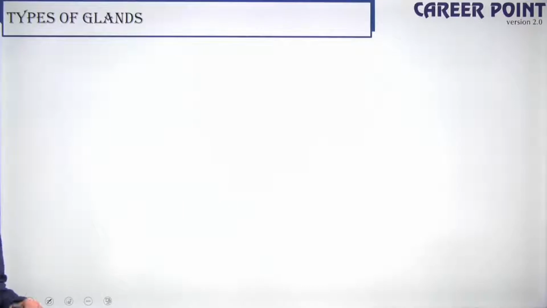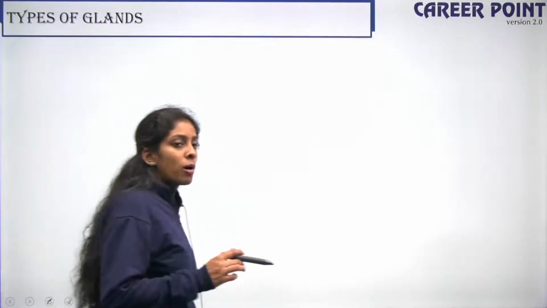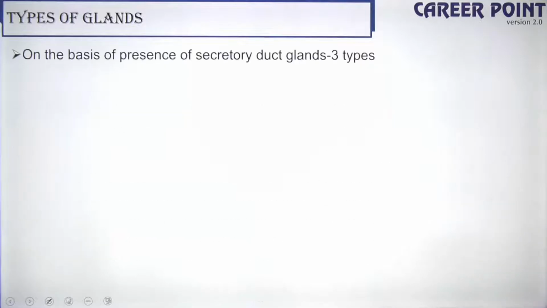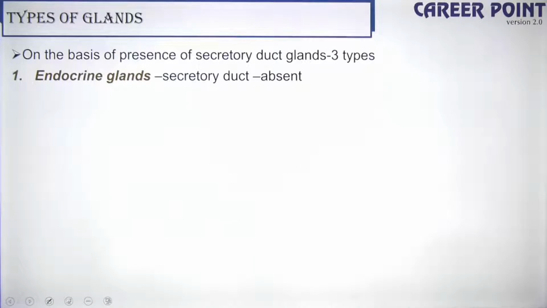Now, talking about the types of glands. Since we spoke about your multicellular and unicellular gland, let's talk about the types of glands. On the basis of the presence of secretory ducts, glands should have a duct, right? When they do not have a duct, they are called endocrine. When they have a duct, they are called exocrine. Based on the presence of secretory duct, they are of three types.